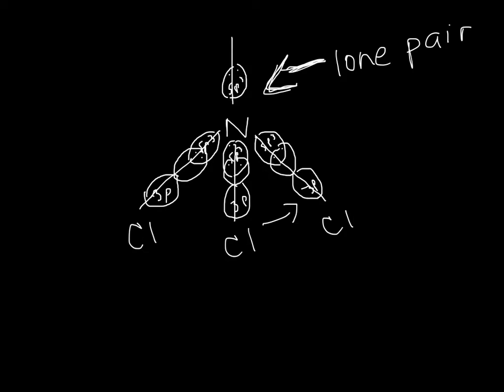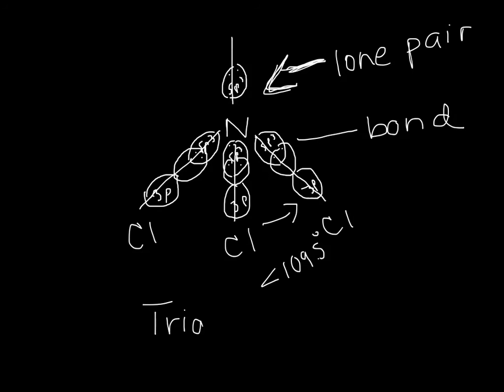Like we said before, this is an angle of less than 109.5 degrees. And we already said that because of the lone pair, the lone pair bond pair repulsion is greater than the bond pair repulsion. And this is going to be our bond. Again, this is a trigonal pyramidal.